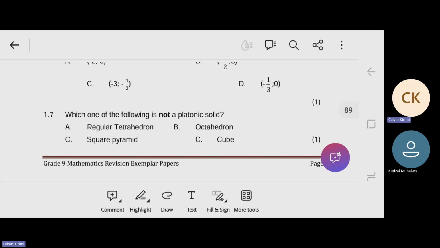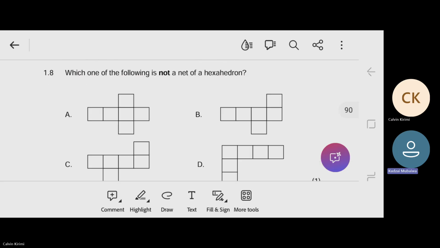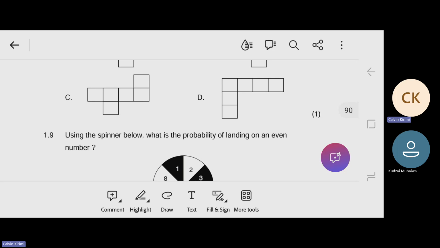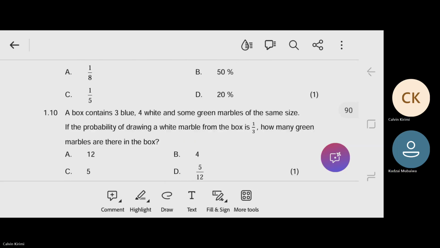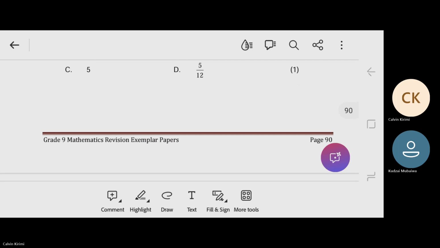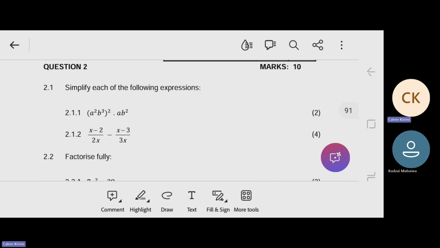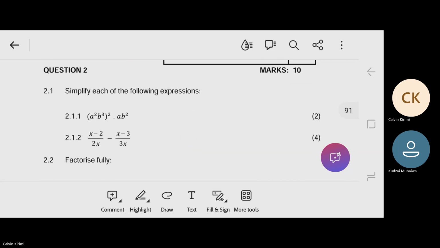All right. Let's move on. Paper 2. This is paper 2. All right, so let's work on that one. Number 2. Try number 2.